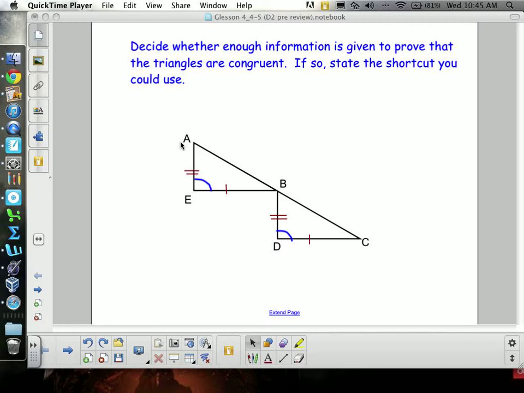So again, decide whether enough information is given to prove that triangles are congruent. If so, state the shortcut you could use. Do not need to write a proof. Just go ahead and do that. So in this case, is there enough information? And the shortcut would be side, angle, side.